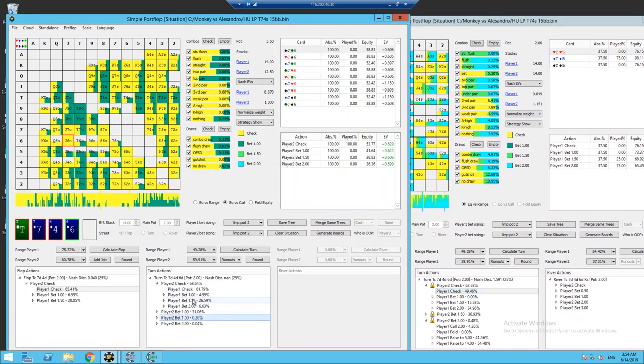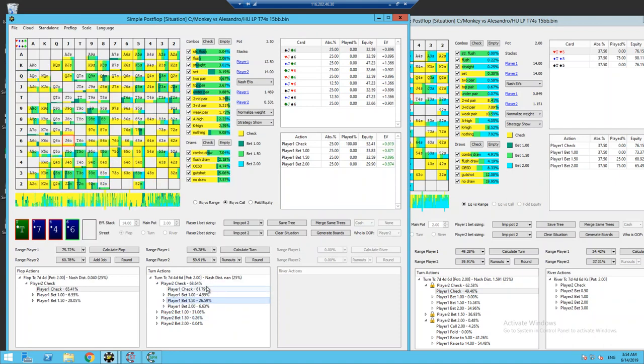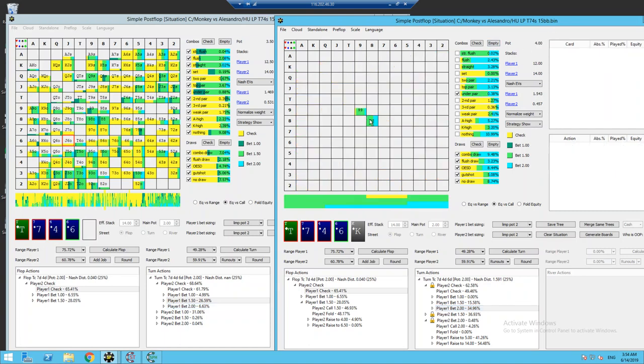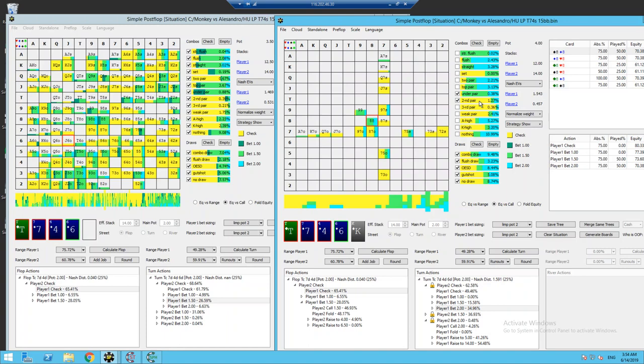Let's compare it to GTO frequency. Here we're checking back 61% and our size is 1.5. Here we're checking back 50% and our size is pot. We're pot betting 35% of the time. Here we were potting only 6. So basically you can pot bet pocket 8s on the turn. Or you could pot bet like 9-7, queen 7.